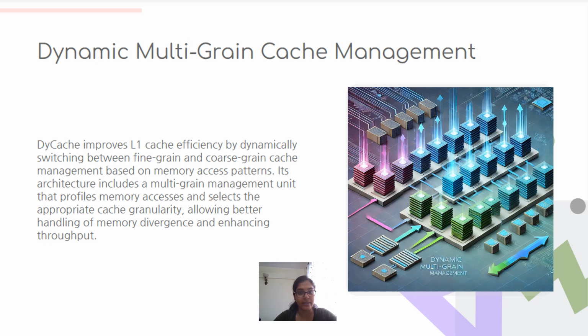Dynamic multi-grain cache management. DyCache is introduced as a solution to improve L1 cache efficiency by dynamically switching between fine-grain and coarse-grain cache management based on memory access patterns. The architecture of DyCache includes a multi-grain management unit that profiles memory accesses and selects the appropriate cache granularity. This dynamic approach allows for better handling of memory divergence, reducing the burden on off-chip memory and enhancing throughput.